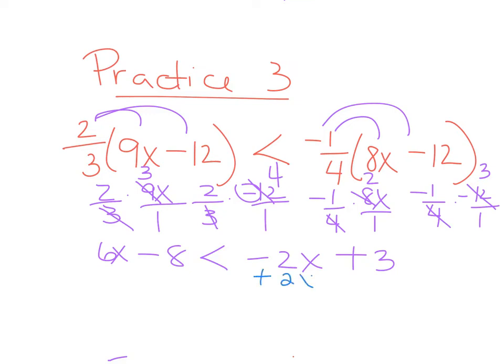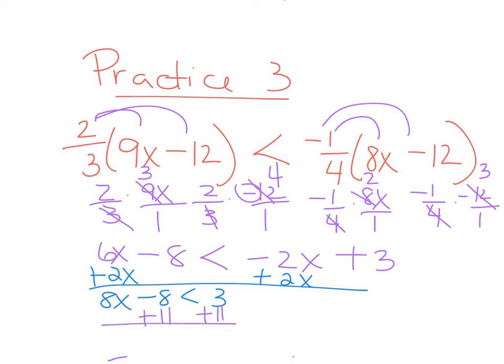So I'm going to add 2x to both sides. And I get 8x minus 8 is less than 3. Next thing I'm going to do is I'm going to add 8 to both sides. And I get 8x. What do I get? 8x equals 14. Nope, not equal. Less than 14, sorry.